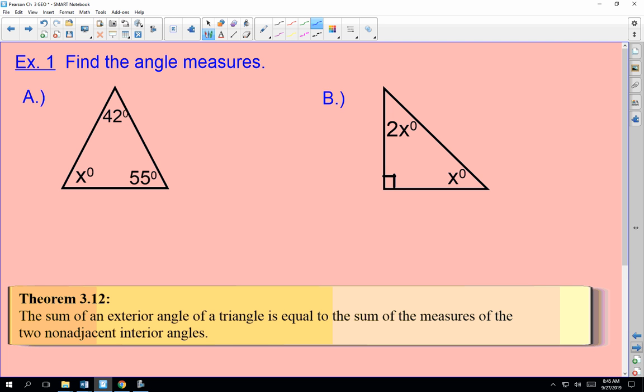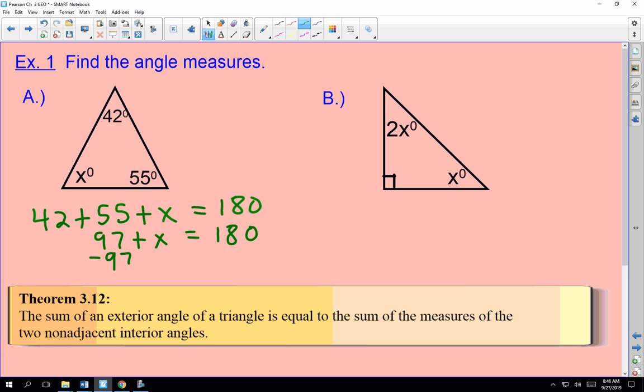Solve for x. Yep, 42 plus 55 plus x equals 180. A lot of students would just add up the two that are given and subtract that off of 180. That's what we're doing algebraically. If you add them up, you get 97 plus x equals 180. Then you subtract 97 from 180, you get x equals 83 degrees. That's it.